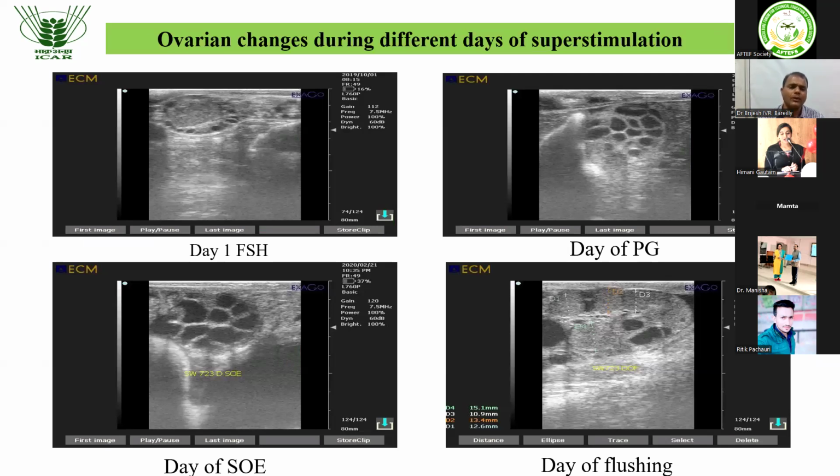So these are the photographs from when you start your protocols. A small follicle is converted into a medium-sized follicle. On the fourth day, the medium-sized follicle is converted into a large, pre-ovulatory sized follicle. Then on the day of flushing, you will get more corpus luteum in either or both ovaries. Definitely, in each flushing or each superstimulatory protocol, a few anovulatory follicles will be there.